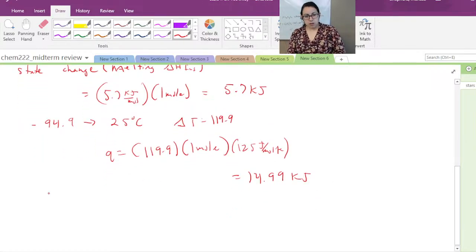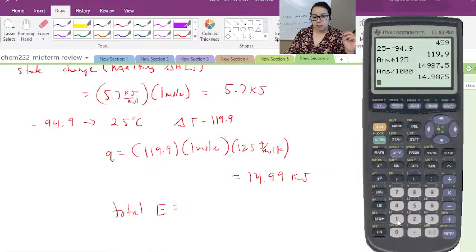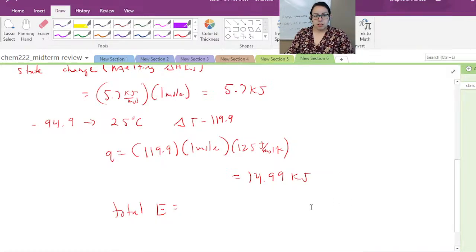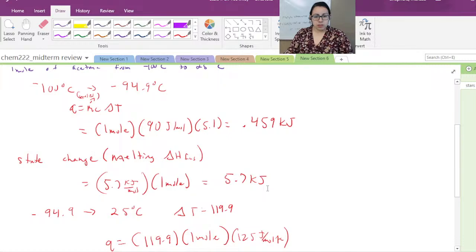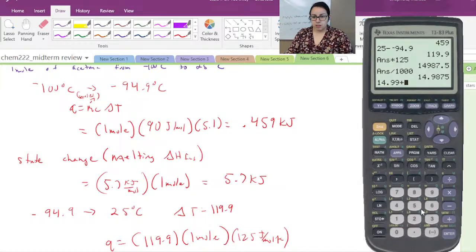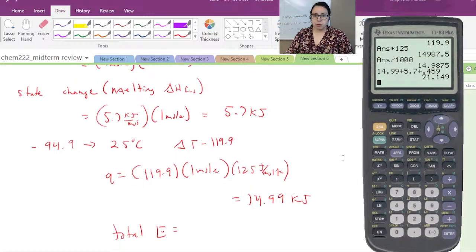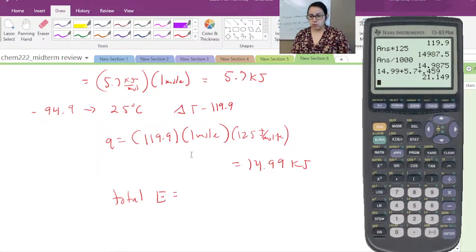And then if we want our total energy, so now we just have to add everything. So 14.99 plus 5.7 plus 0.459. So about 21.1 kilojoules total.